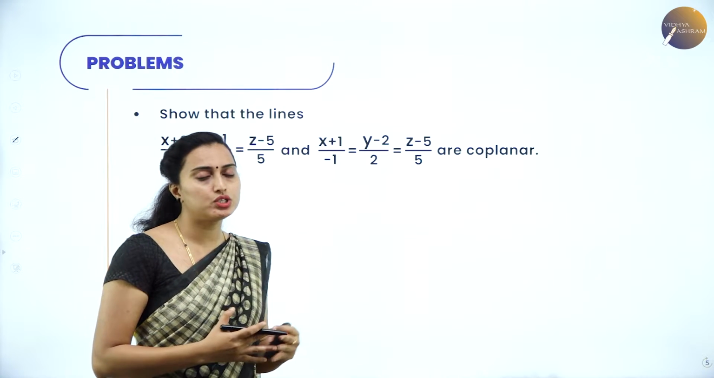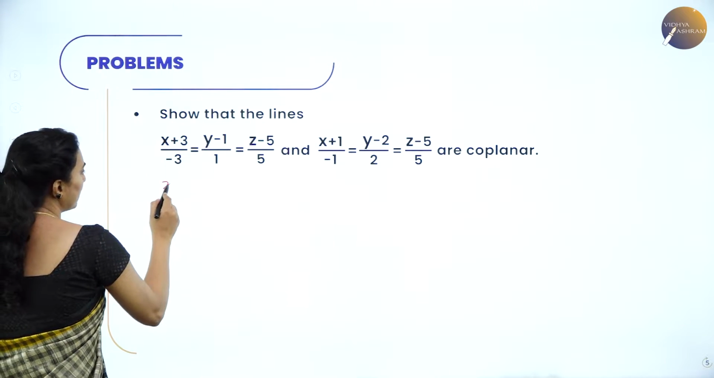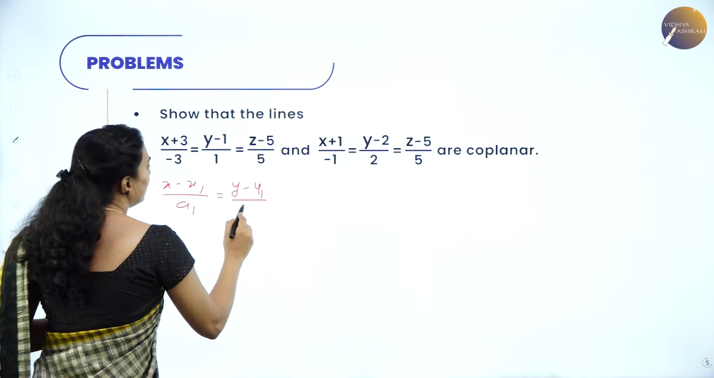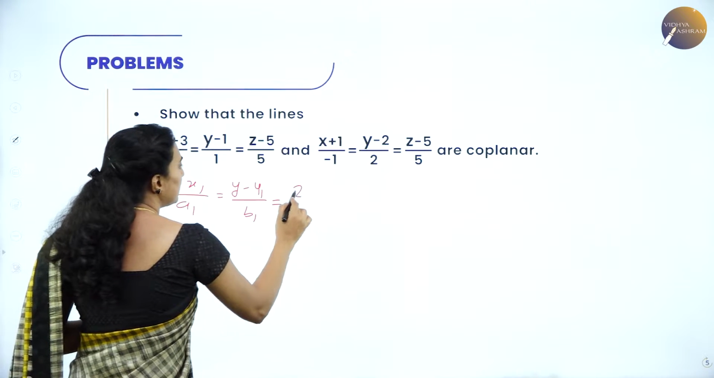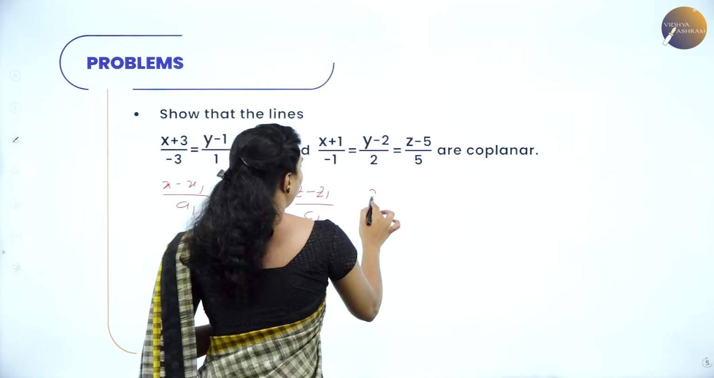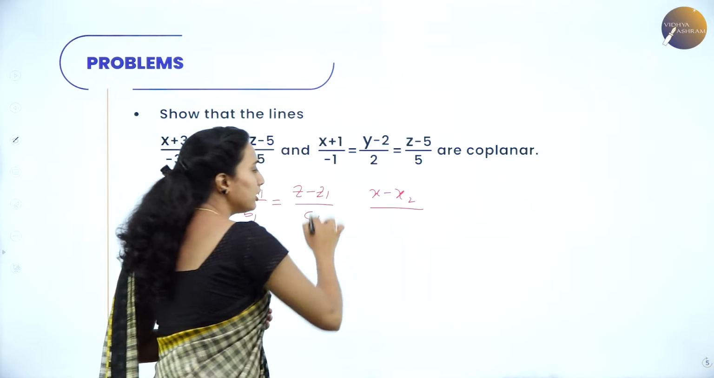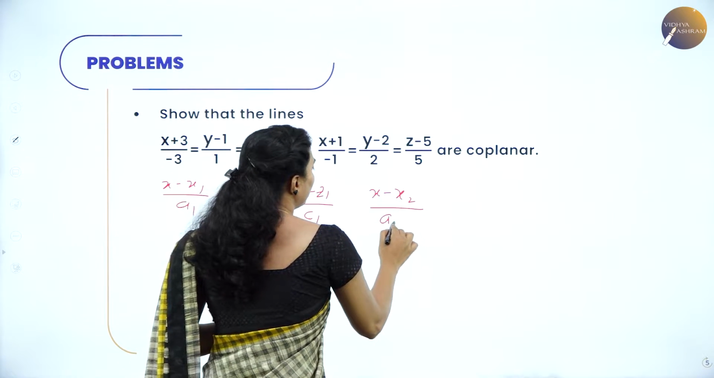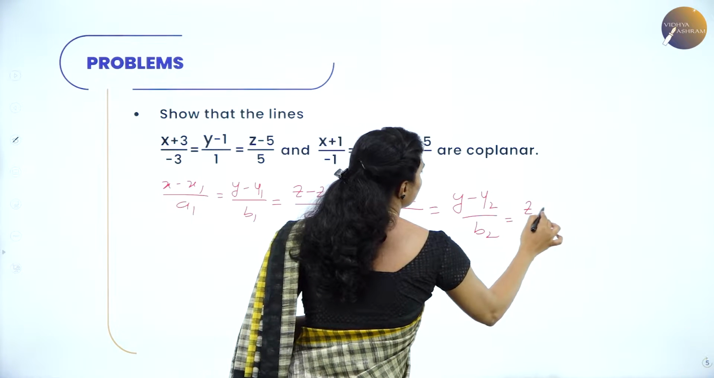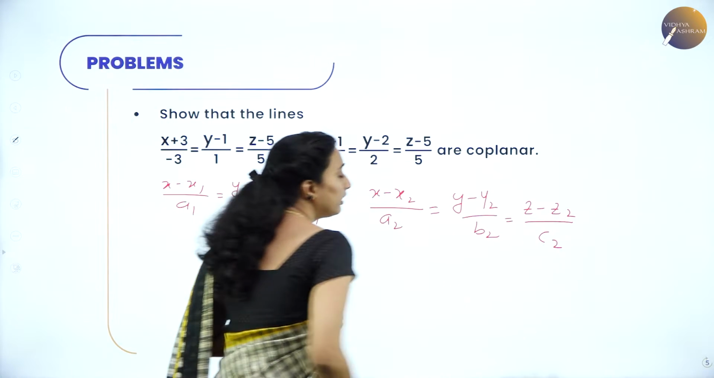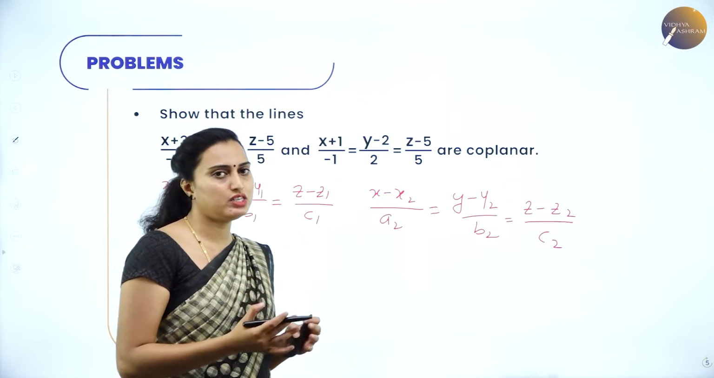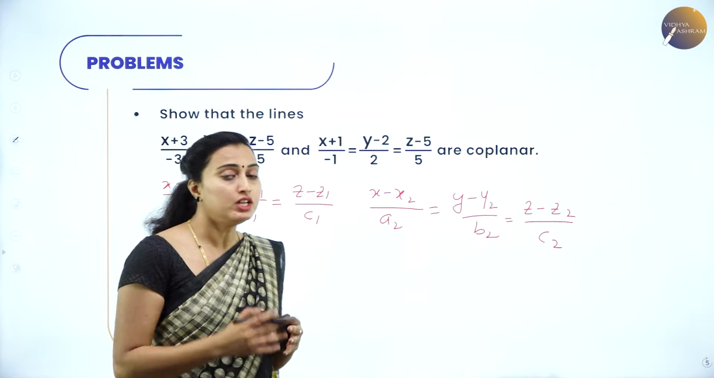First, let me introduce you. The lines are in the form of what? x minus x1 divided by a1 equals y minus y1 divided by b1 equals z minus z1 divided by c1. Similarly, line 2 is in the form of x minus x2 divided by a2 equals y minus y2 divided by b2 equals z minus z2 divided by c2. Therefore, you come to know what the values of x1, y1, z1, a1, b1, c1, x2, y2, z2, a2, b2, c2 are. Now, let me write it.